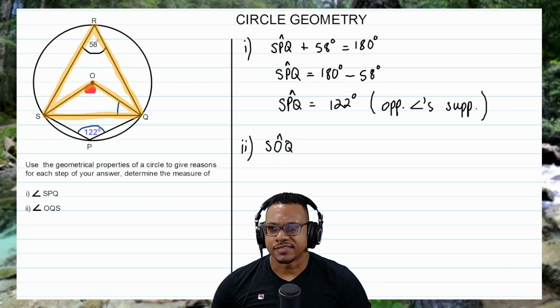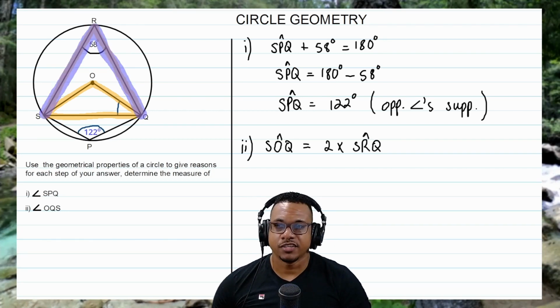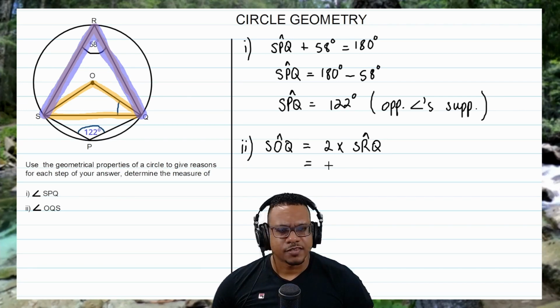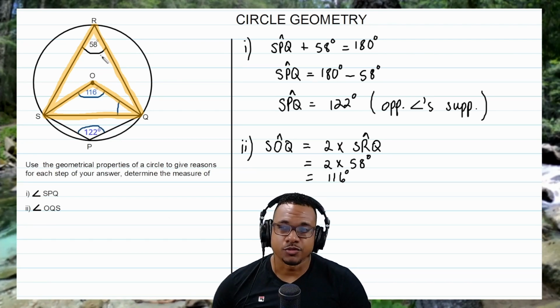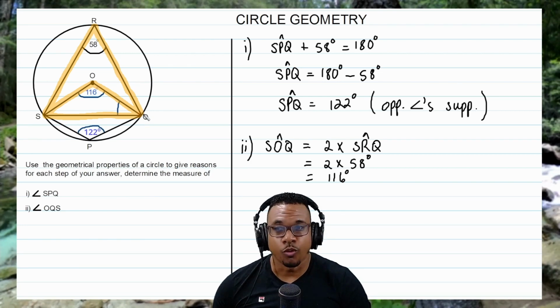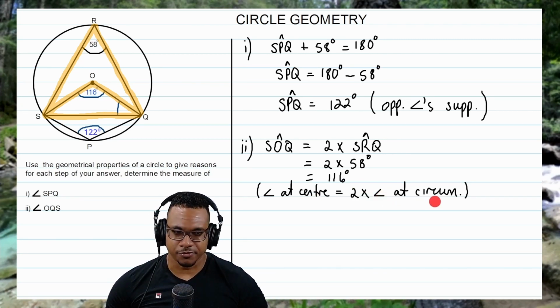So I'll write that angle SOQ, so that's this angle here, is equal to 2 times angle SRQ. And angle SRQ is this angle right here. So that's equal to 2 times 58 degrees. So that will be 116 degrees. And my reason for doing this working would be that the angle at the center of the circle is twice the angle at the circumference of the circle. And of course, those 2 angles must stand on the same chord or arc. So I wrote my reason as angle at center is equal to 2 times angle at circumference.